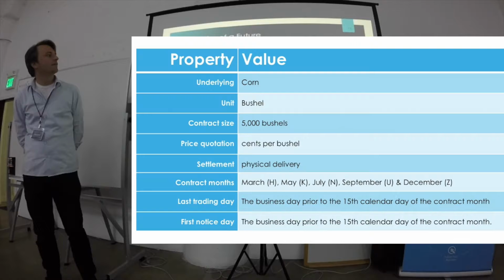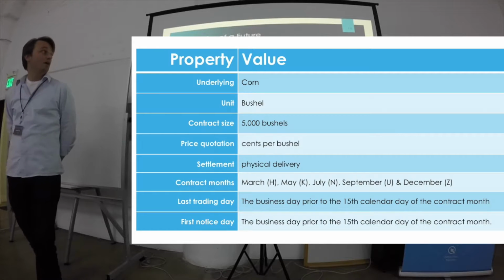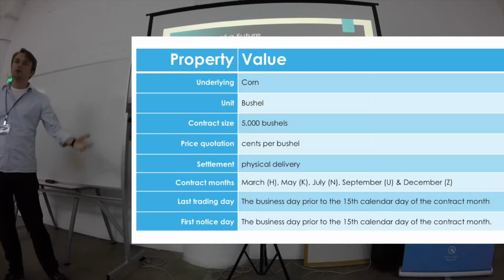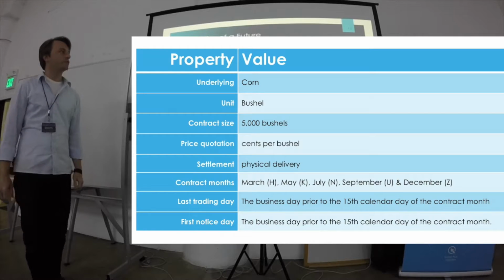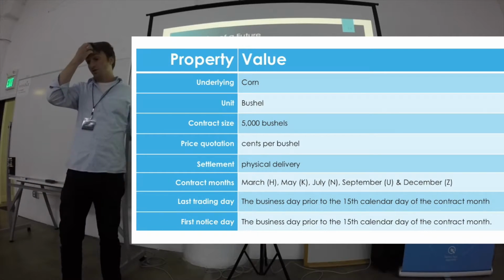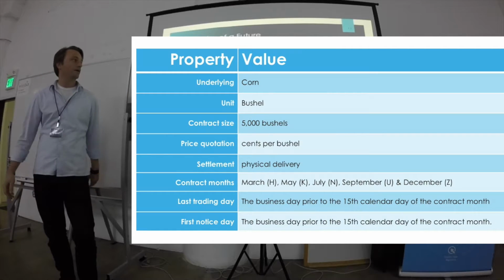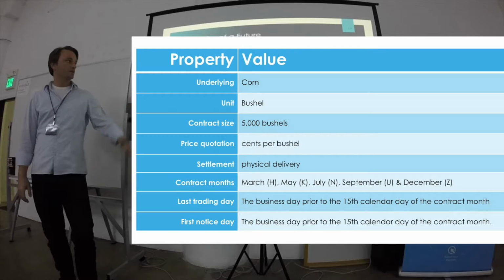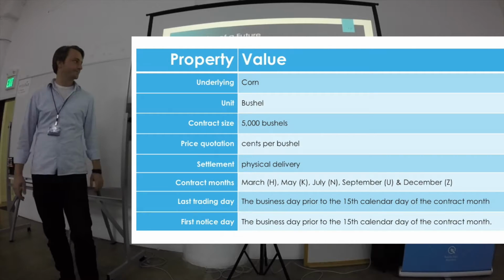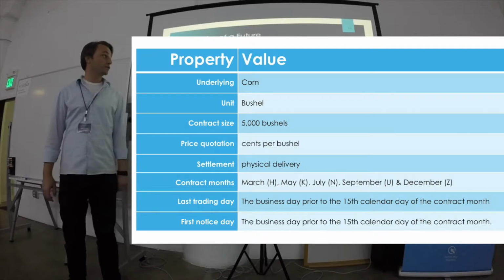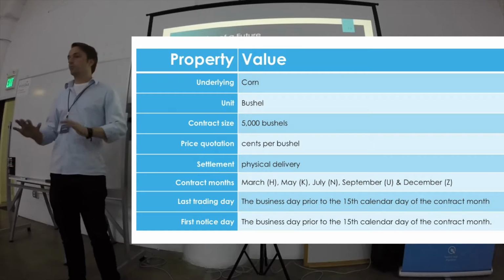This is an example of the properties of the future. I hope it can be read. The first thing is, of course, the underlying, so what the future is about. In our example here, it would be a corn future. Then, of course, the unit of one future contract. This is also standardized for a commodity. In the case of corn, this is just 1 bushel. And the contract size: a corn future always consists of 5,000 bushels.